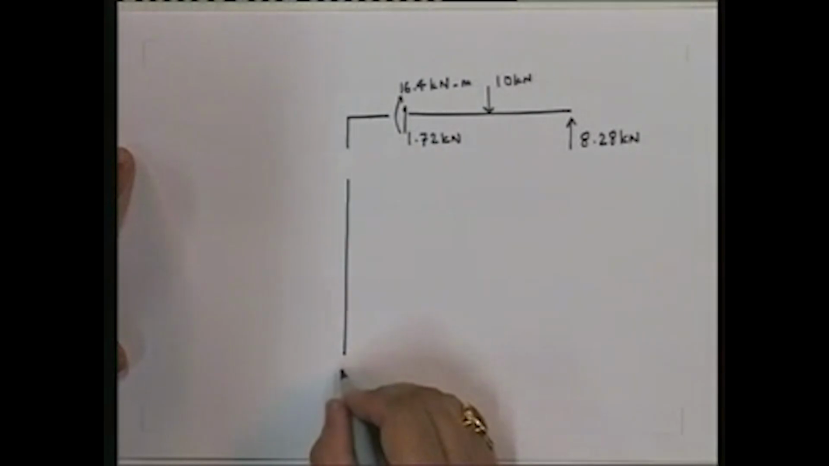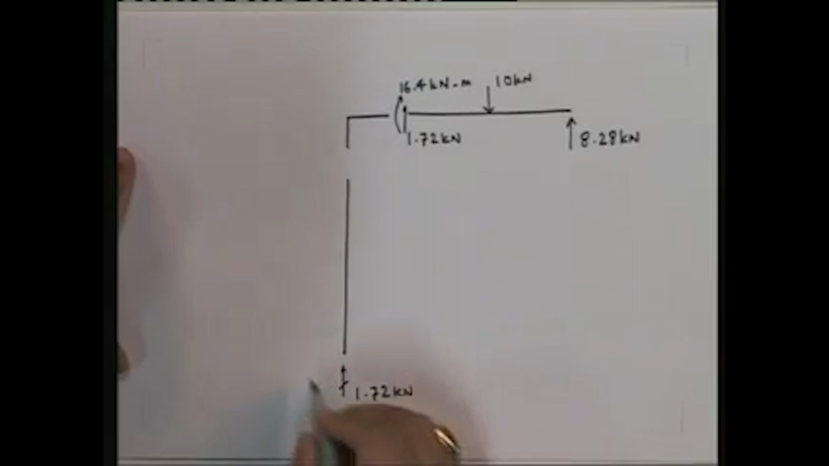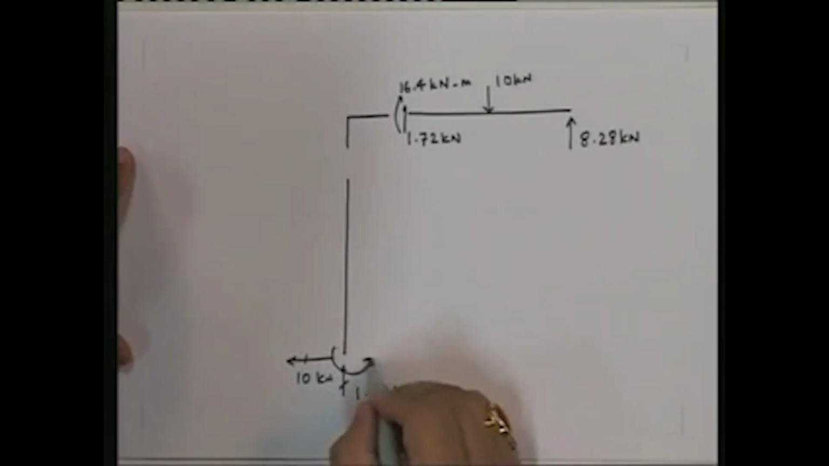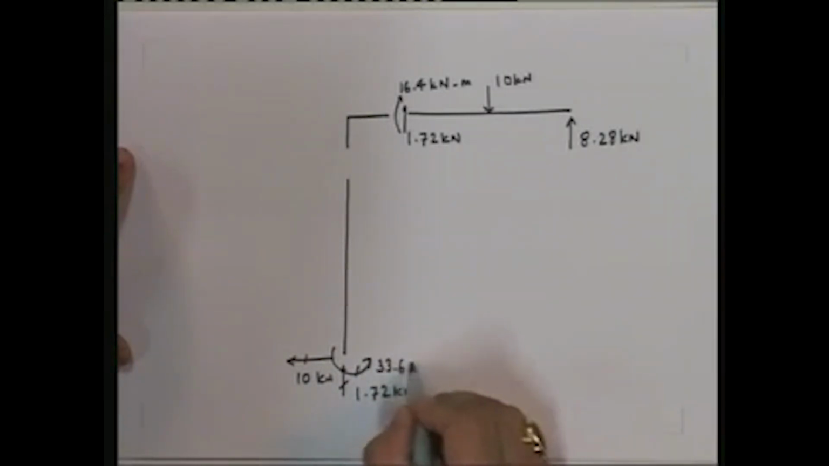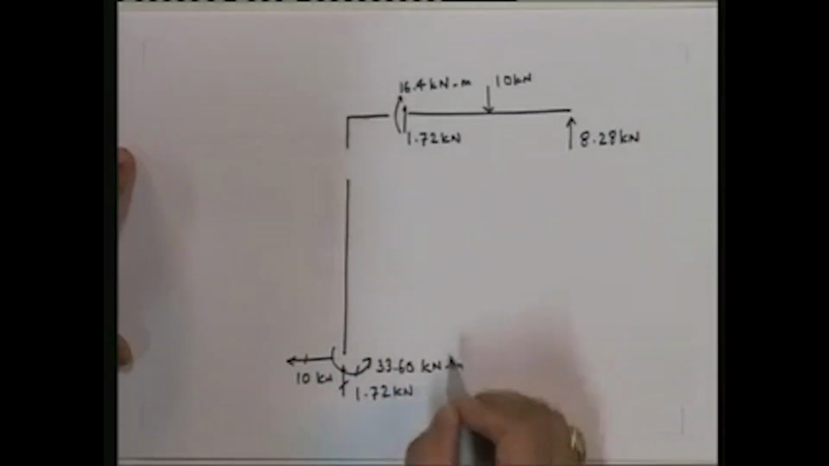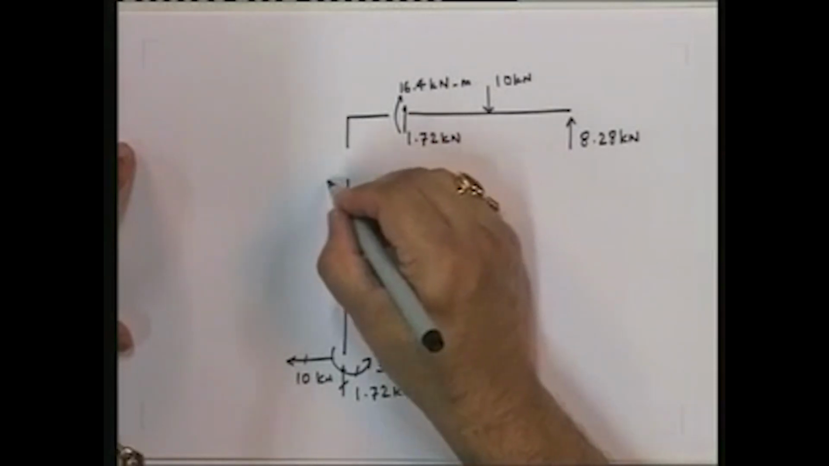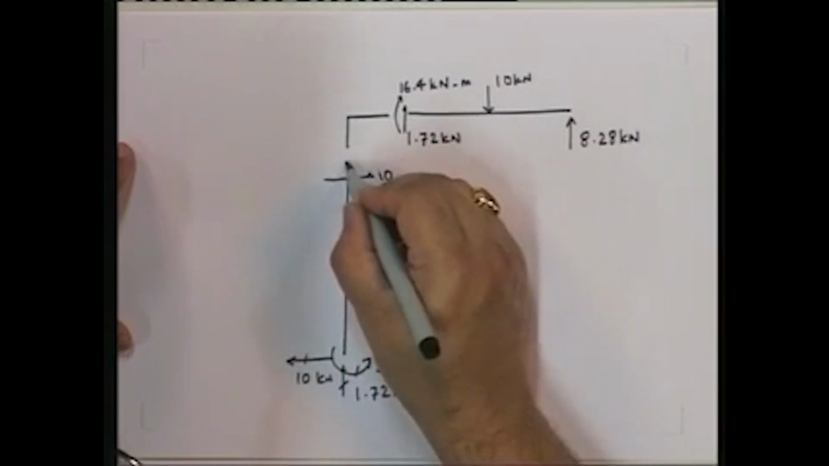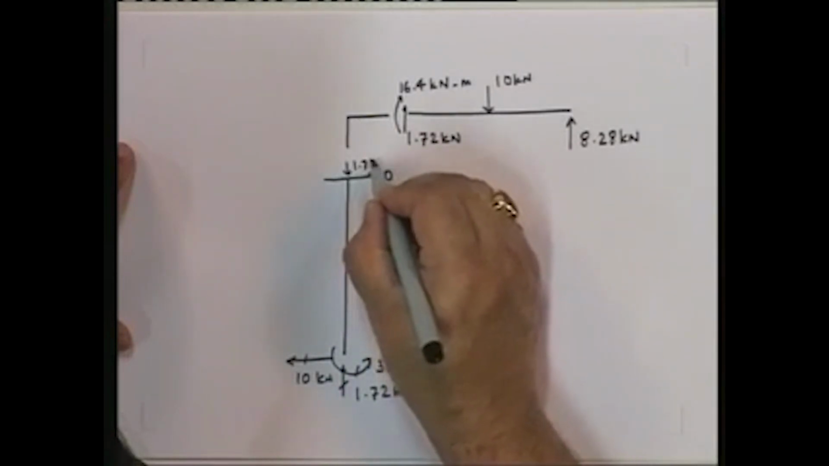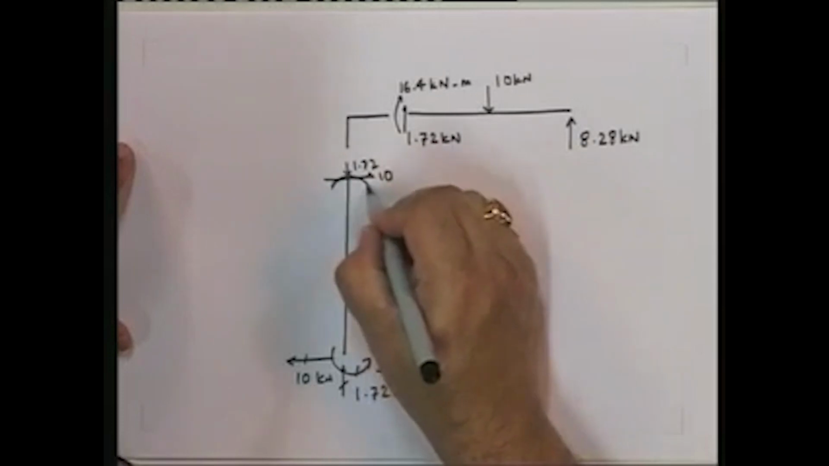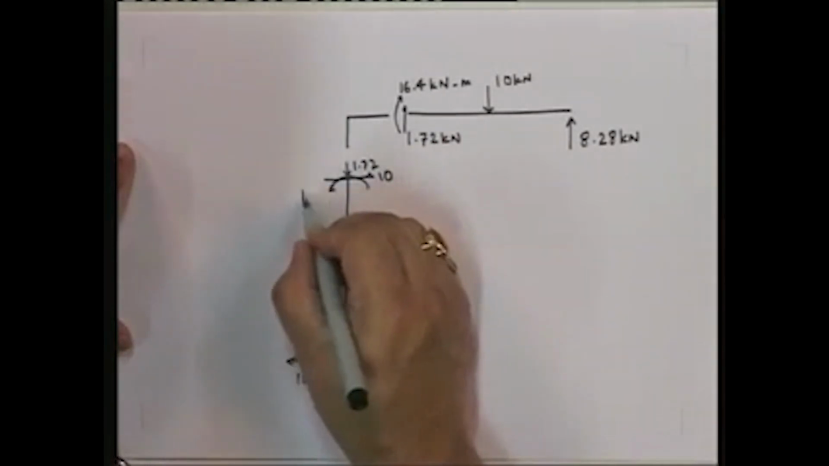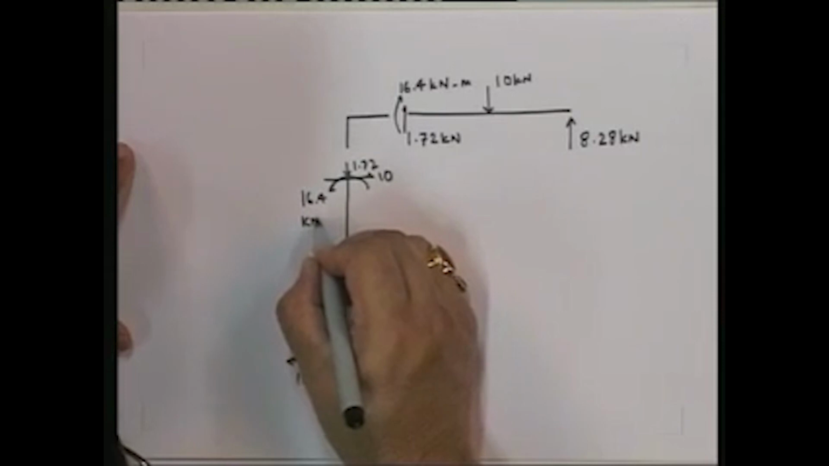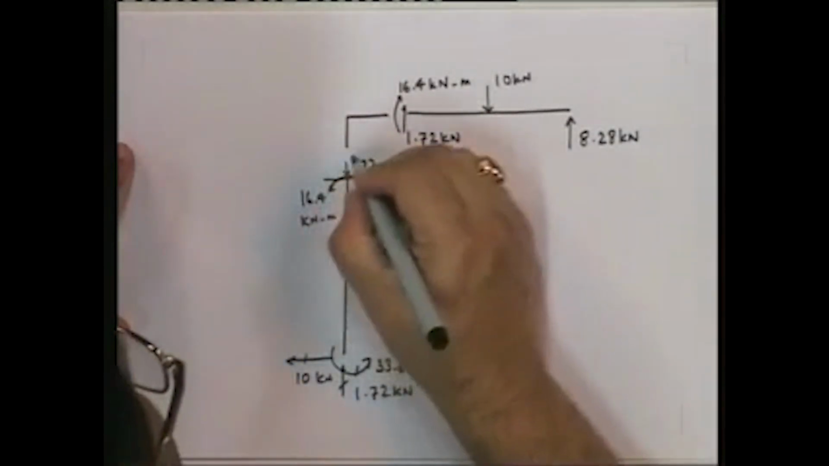What else? Over here I have 1.72 kilonewtons, this is going to be 10 kilonewtons. Moment over here is 33.6 kilonewton meter. At this point, I have 10, I have 1.72, and I have moment equal to 16.4 kilonewton meter. So now let us do it on this side.